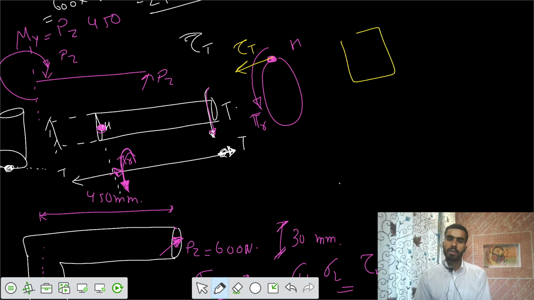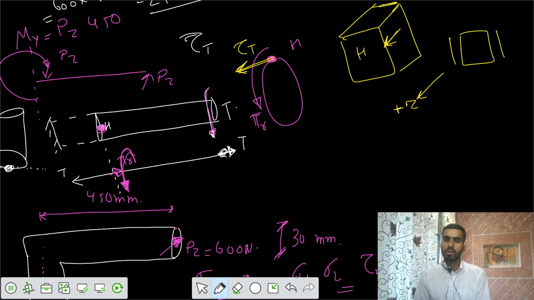So if I have this element H, I have to show the stress on the right plane. Your direction of tau is in this fashion. So this is your direction of tau, and based on the convention that this is your positive Z, tau is positive. So tau T is positive.